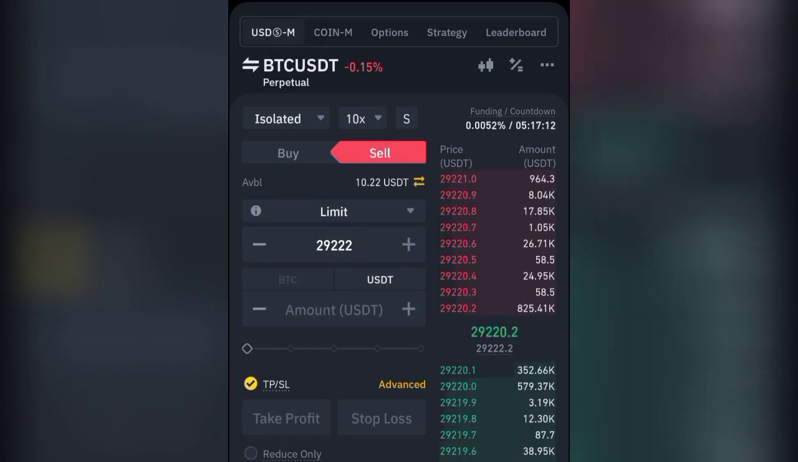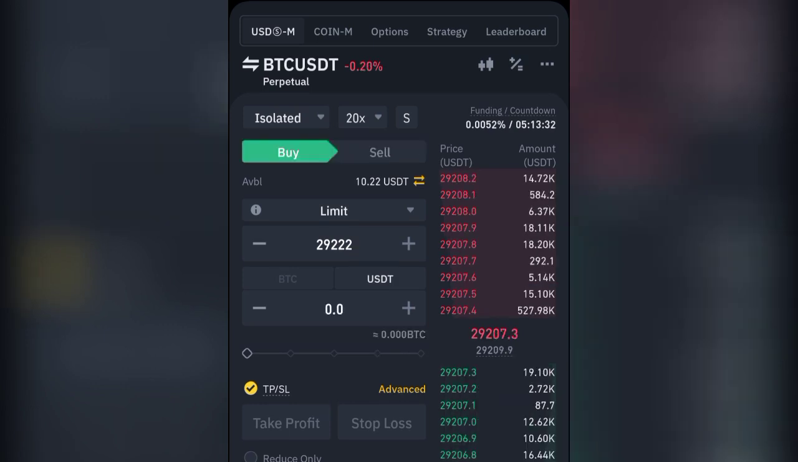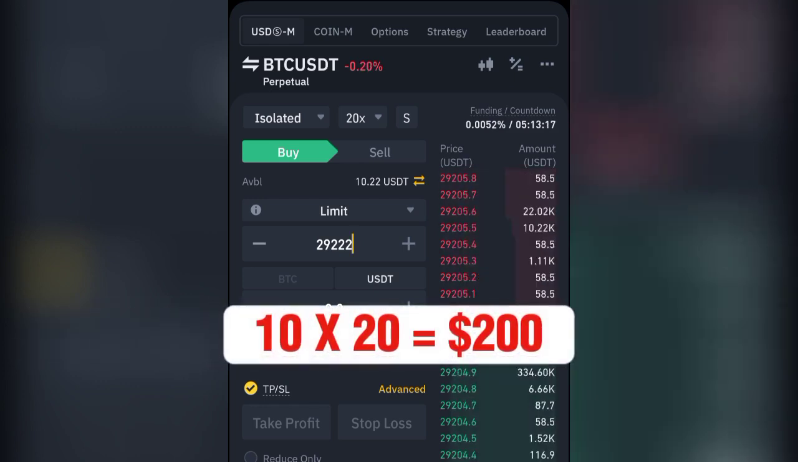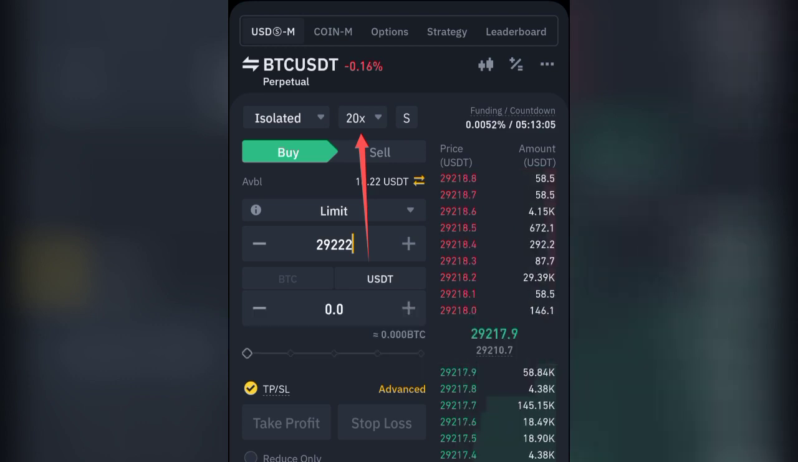Now, having understood all these concepts, the next question is, how do I use this leverage to make more money in futures trading? To utilize this leverage to make money in futures trading, let's assume I want to long this trade and I'm entering this market with $10. This simply means that my $10 capital will be multiplied by the 20x leverage you are seeing here, and that will give me $200 capital that I'm entering this trade with.